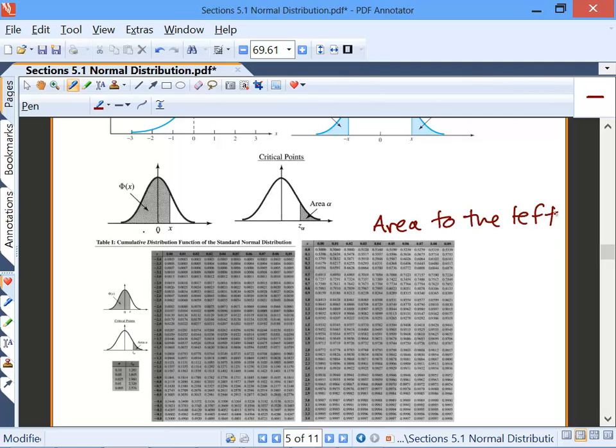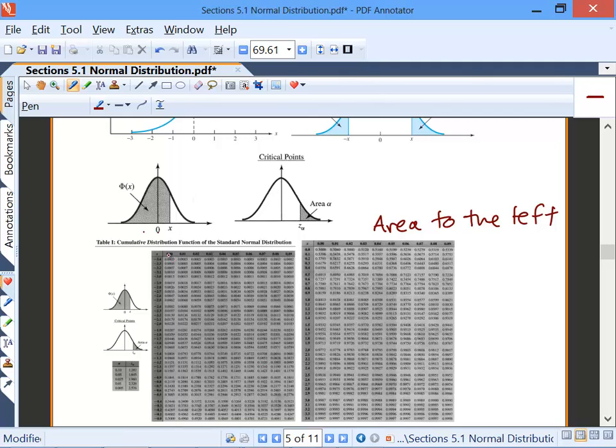How would you find the area to the right of any number? You would have to use the complement rule and do a 1 minus. So this reminds you it always gives you the area to the left. And then this next picture is something that we'll talk about when we get to that point.